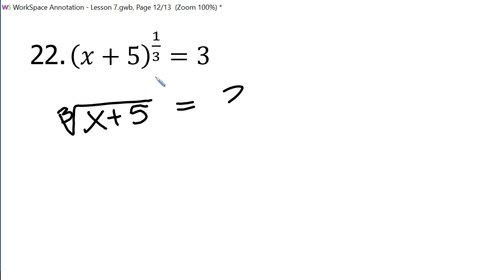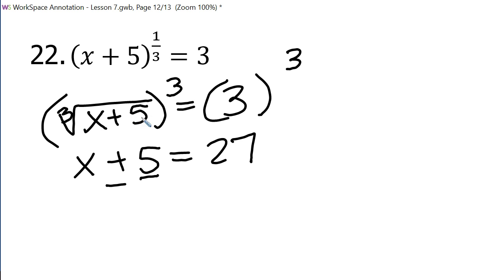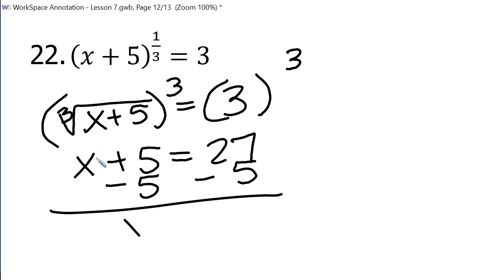So x is under a cube root. So how do I get rid of a cube root? Cube it. So cube the left side, cube the right side. And what happens when you cube a cube root? Cancels out. So that gives us x plus 5. And what is 3 to the 3rd power? 27. Subtract 5 to both sides. And what do we get? X equals 22.